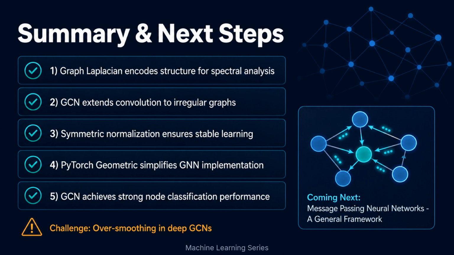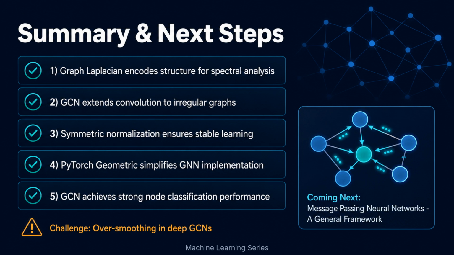The graph Laplacian provides the mathematical foundation for spectral analysis of graphs. GCN extends convolution to irregular graphs through normalized aggregation. Symmetric normalization ensures stable, well-behaved learning. PyTorch Geometric provides efficient, easy-to-use implementations, and GCN achieves strong performance on node classification benchmarks.